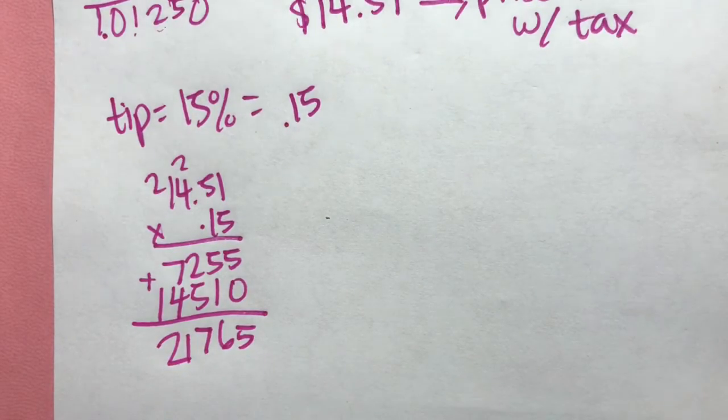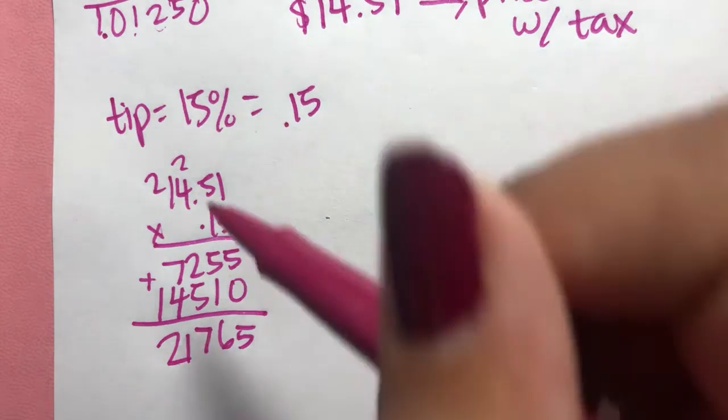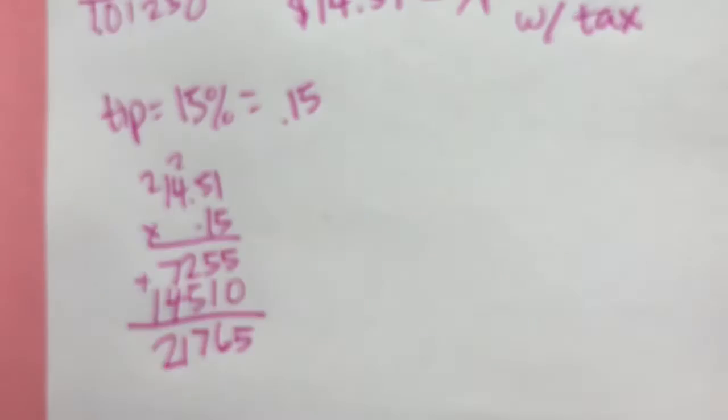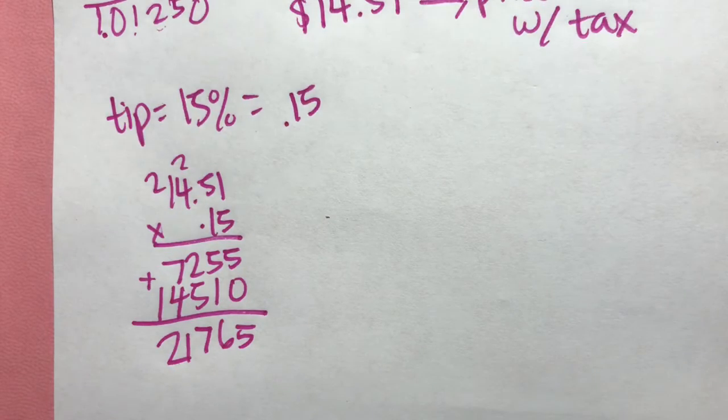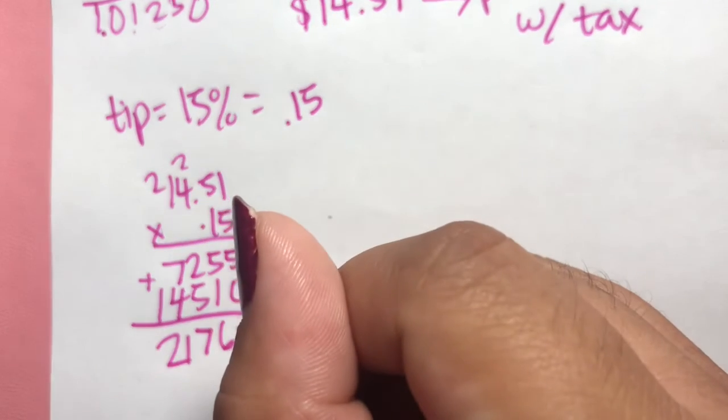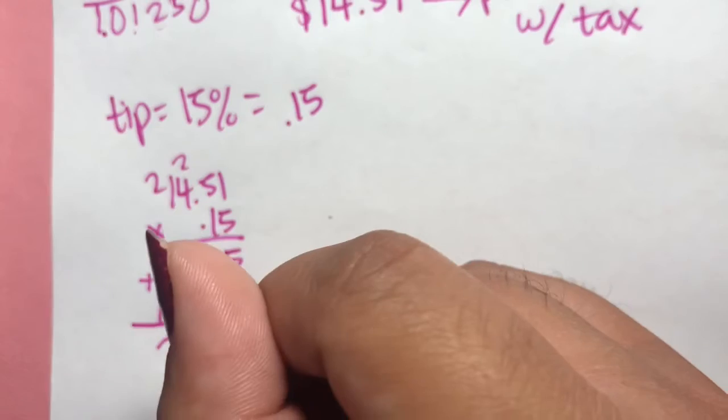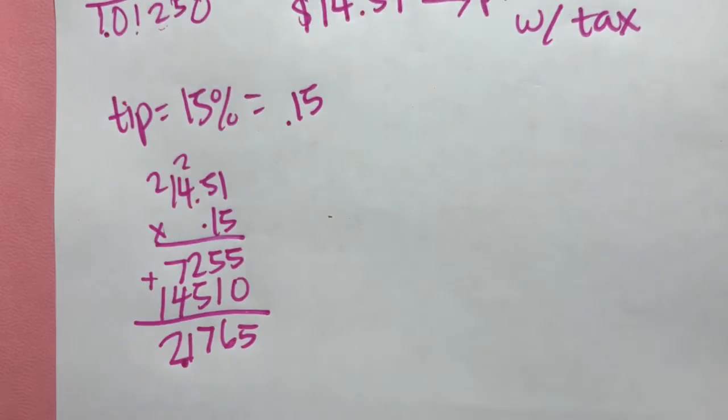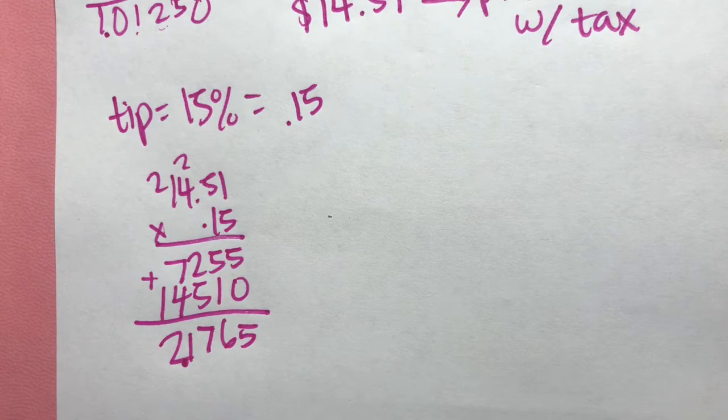Okay, I'm left with 21,765, but we need to add our decimals. So 1, 2, 3, 4. We have 4 place values after the decimal. So we have to count off 4 place values to the left. 1, 2, 3, 4. So I'm left with 2.1765.